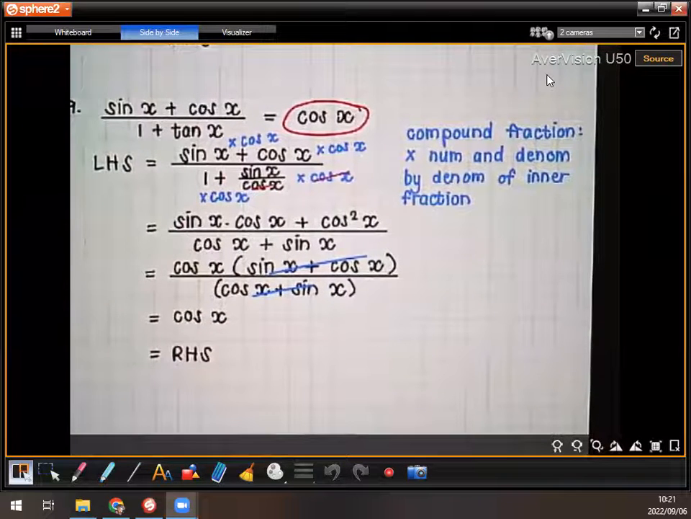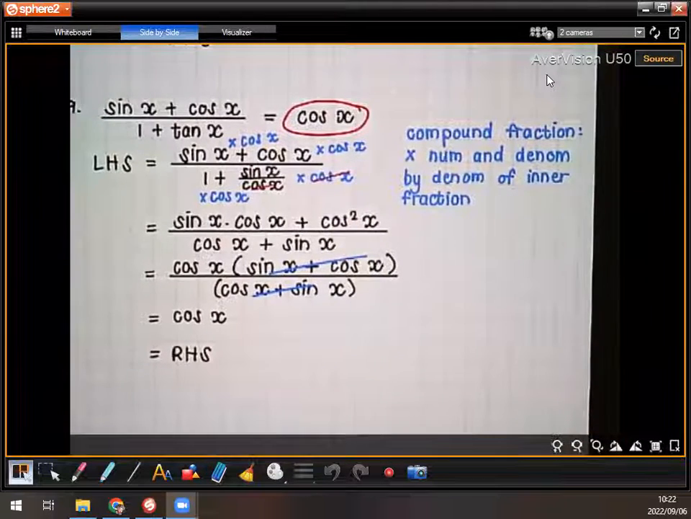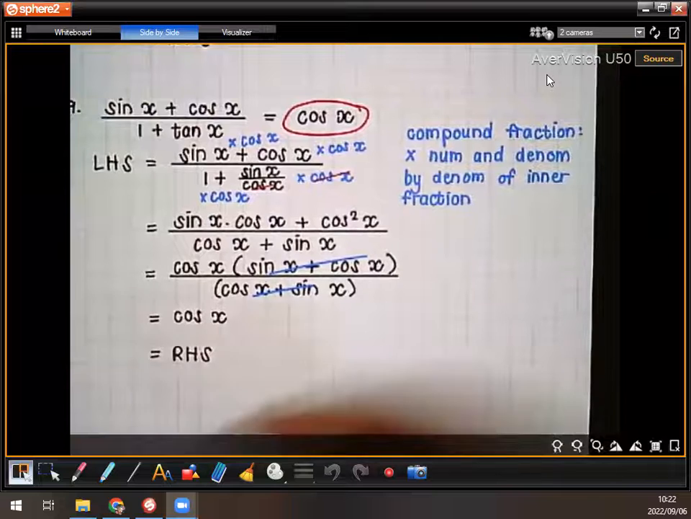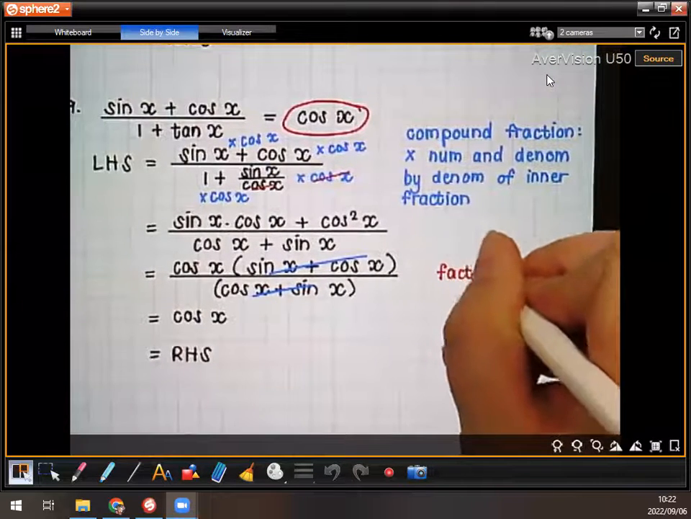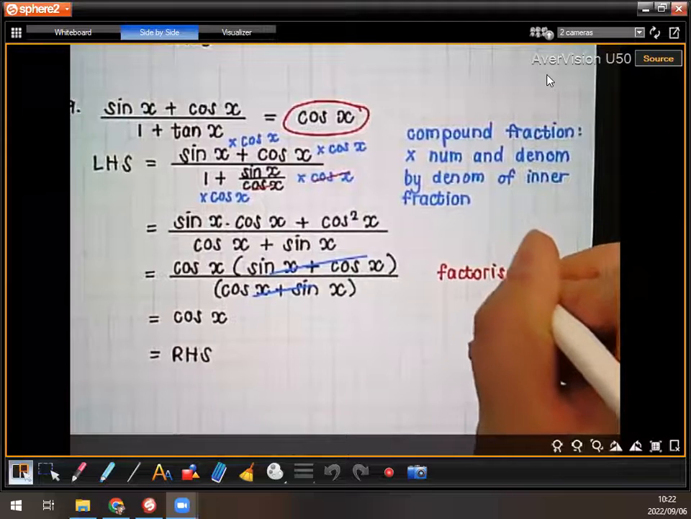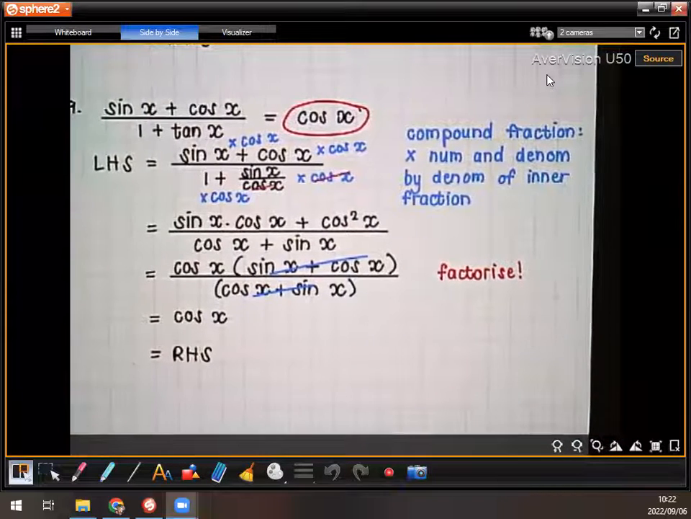Guys, often with these questions, you are trying stuff out. When I'm trying to change cos squared x to 1 minus sine squared x, it doesn't work, so then you're going to have to try something else. So that's something we do need to remember, guys, is that factorizing is still a thing. You might not have to factorize in your first step, but you might have to factorize like we see here later on.